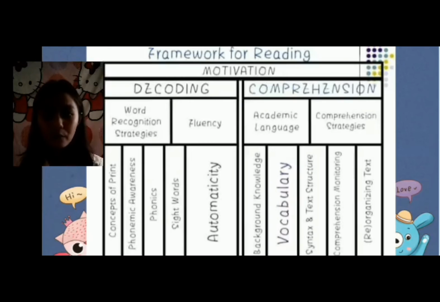Next, we have the framework for reading. This framework prompts you to think about the opportunities you're providing for students to strengthen their reading in different curriculum contexts.